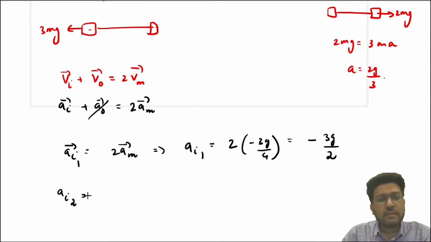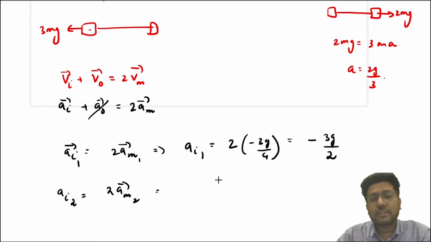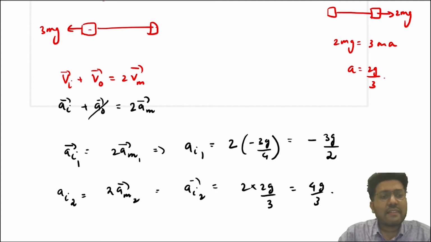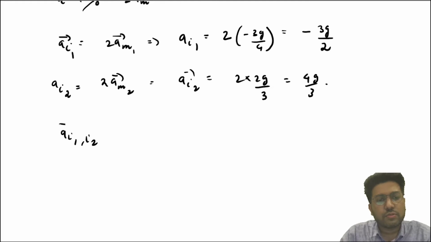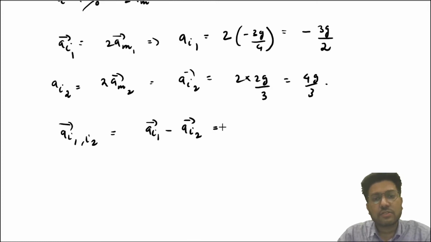Similarly, the acceleration of image 2 will be 2 times acceleration of mirror 2. The acceleration of mirror 2 is 2g by 3 towards right. So I'll write the acceleration of image 2 is 2 into 2g by 3 and that is equal to 4g by 3. Now what they have asked here is the acceleration of image 1 with respect to image 2. The acceleration of image 1 with respect to image 2 is acceleration of image 1 minus acceleration of image 2, and that will be equal to minus 3g by 2 minus 4g by 3.